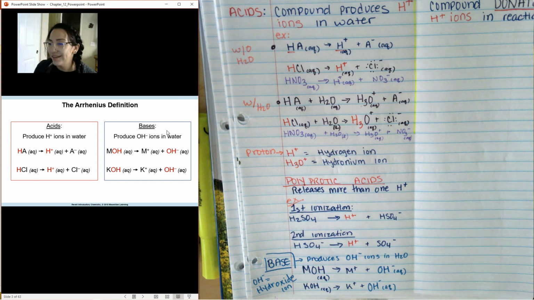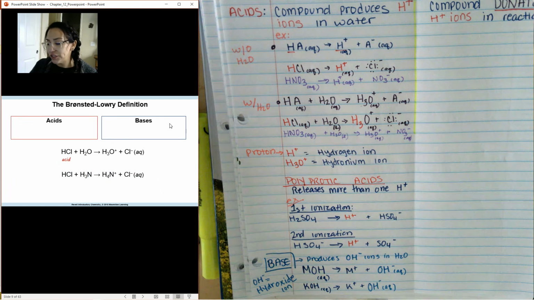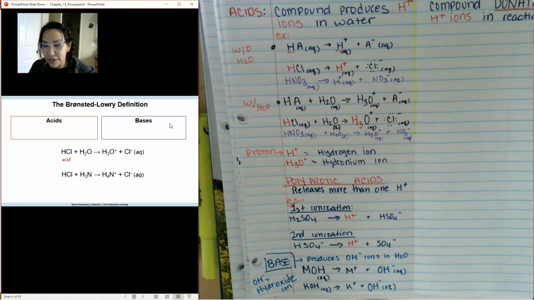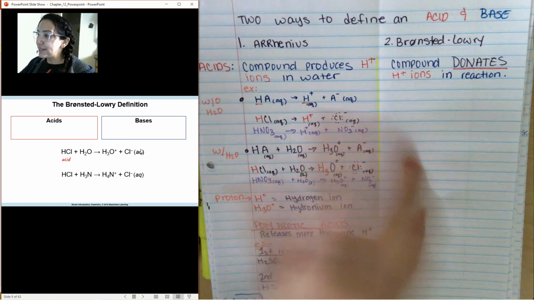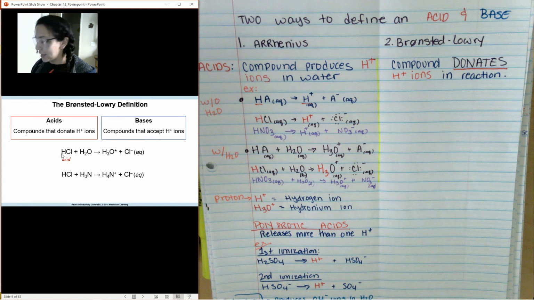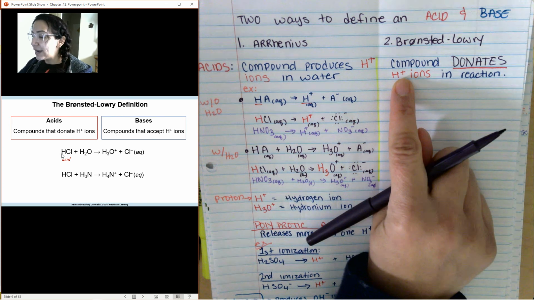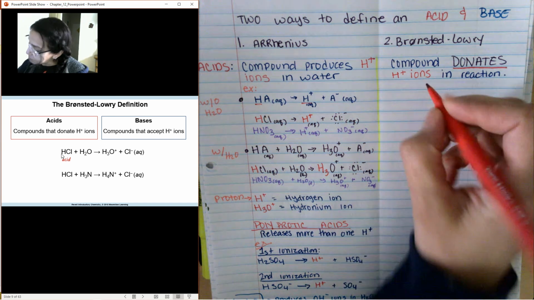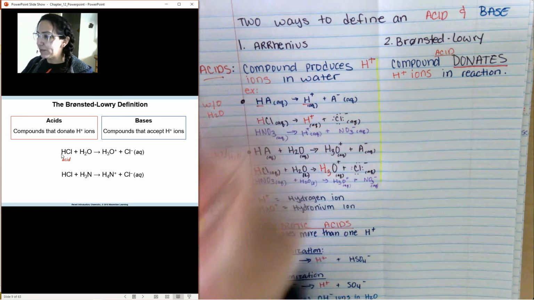Done with the base. All right, let's now go into the Bronsted-Lowry definition. Okay, so the Bronsted-Lowry definition is different. It doesn't produce hydrogen ions. It donates hydrogen ions. So this definition is a bit different in that acids donate hydrogen ions inside of the reaction, right? And bases accept hydrogen ions inside of the reaction. So a compound donates hydrogen ions if it's an acid, and it accepts hydrogen ions if it's a base. So I'm going to write acid here, even though I know I have it here, but okay.